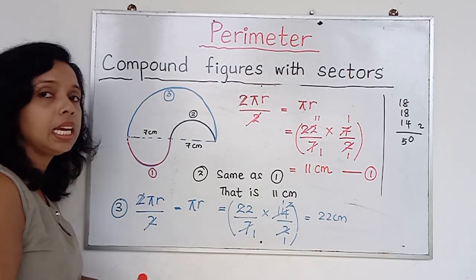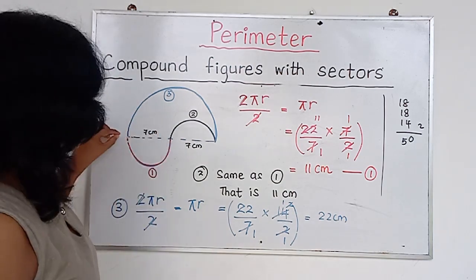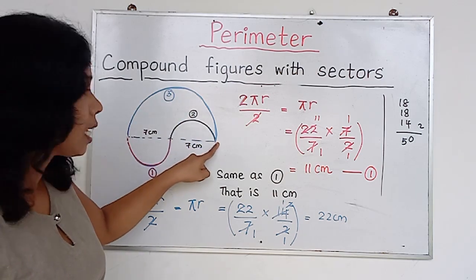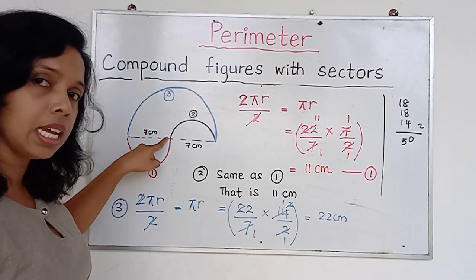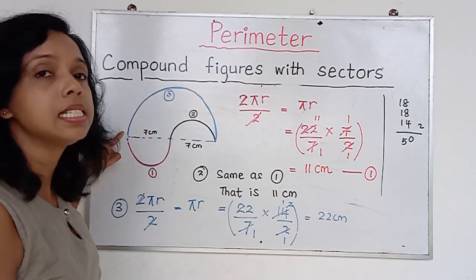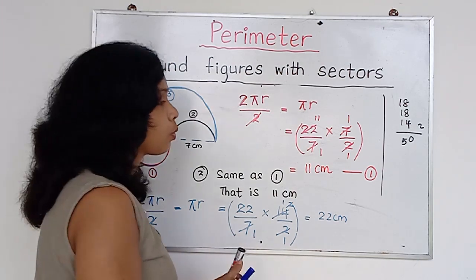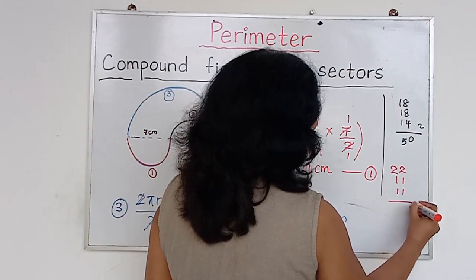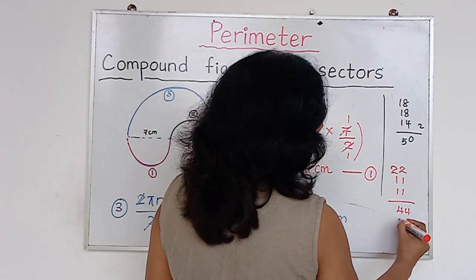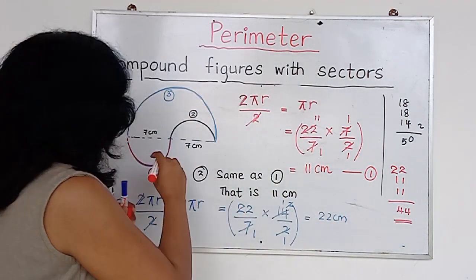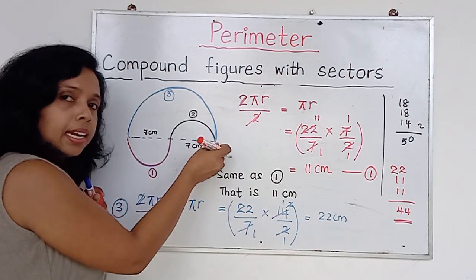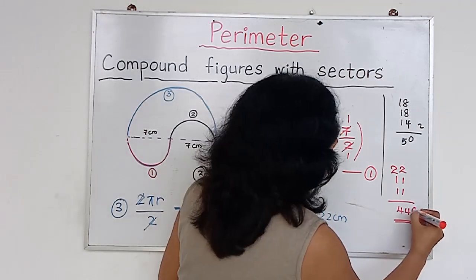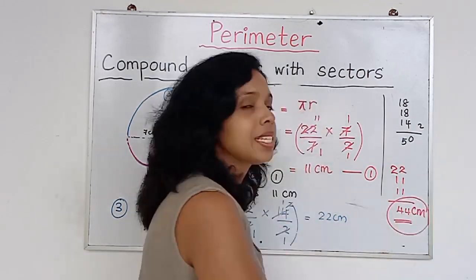Now tell me the total perimeter value. Now you start from here. So this is 22 centimeters and you come like this, 11 centimeters. Then you come like this, another 11 centimeters. All together, what is the value, children? 22, 11, 11. So the answer is 44 centimeters. The total perimeter, this is 22 and another 11 and another 11. All together, the perimeter of this compound figure is 44 centimeters.